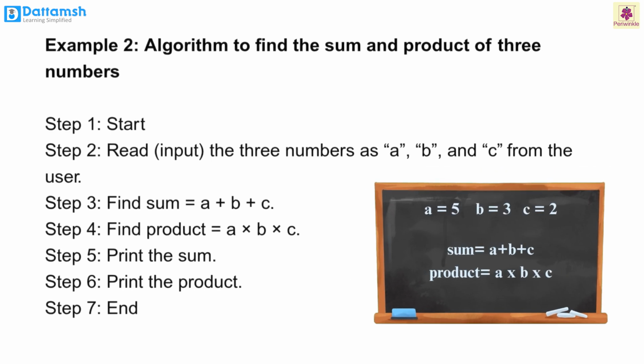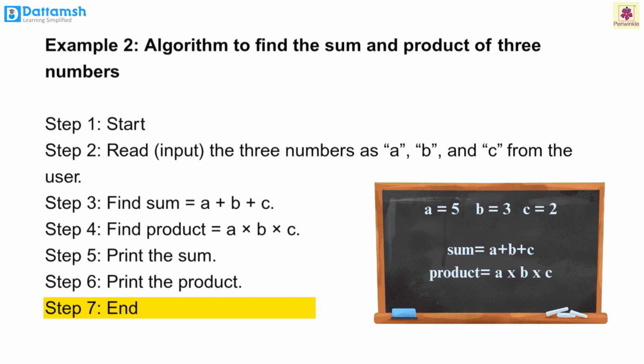Now let us look at another example. Algorithm to find the sum and product of three numbers. Step 1. Start. Step 2. Read, input the three numbers as A, B and C from the user. Step 3. Find sum is equal to A plus B plus C. Step 4. Find product is equal to A into B into C. Step 5. Print the sum. Step 6. Print the product.